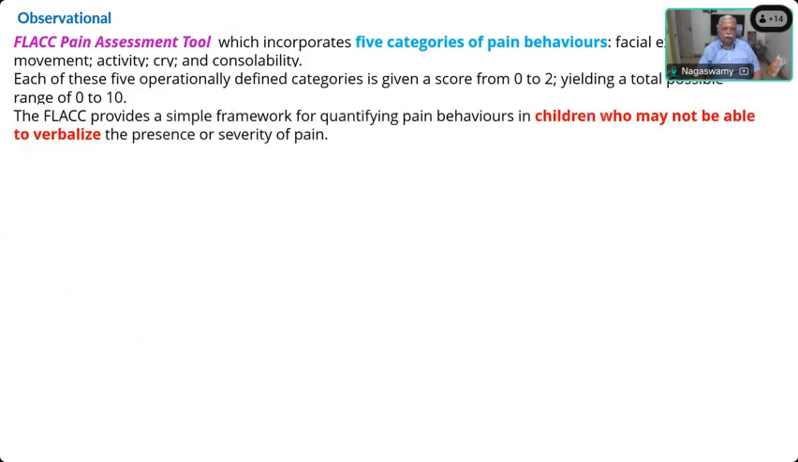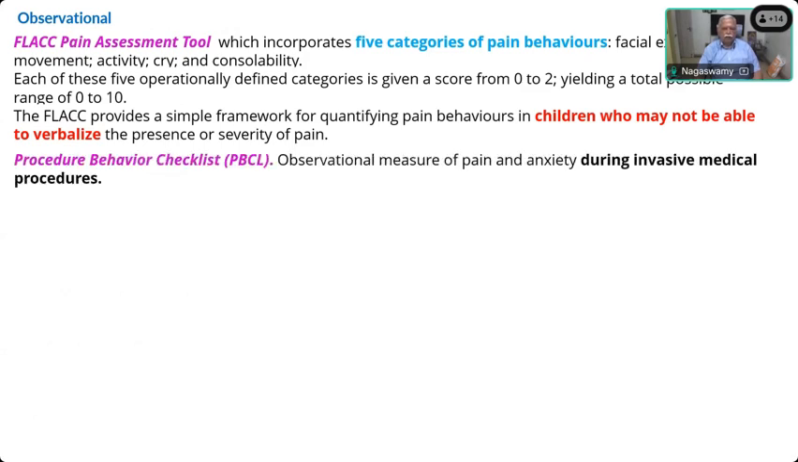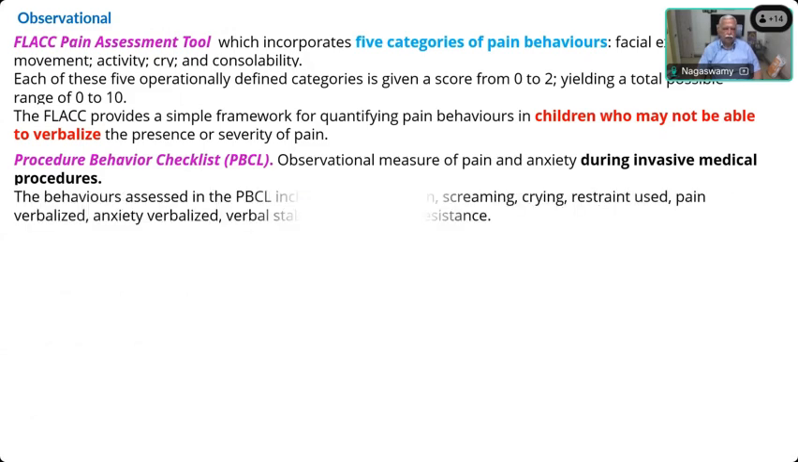And it provides a simple framework that children who cannot verbalize, for them only this is used. Then the procedure behavioral checklist. It is usually done during an invasive procedure. This is not for a measurement of pain after surgery. It is for measurement of pain during a procedure that is being done, like when you do a central line or spinal in a child, or an arterial line. These are all the procedures that are done, and at that time you can see the pain behavior.